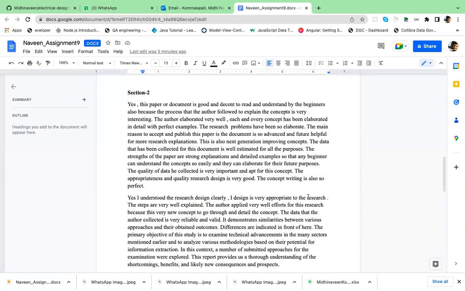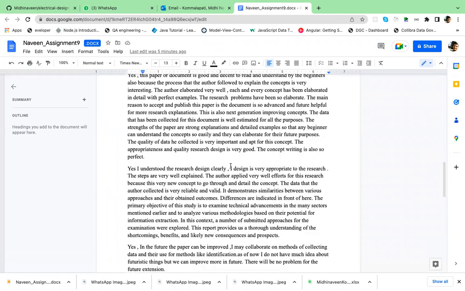And coming to section 2, yes, this paper is good and decent to read and understand for beginners. Also, the process that the author follows to explain the concepts is very interesting. The author elaborated very well. Each and every concept has been elaborated in detail with perfect examples. The research problems are so elaborate.